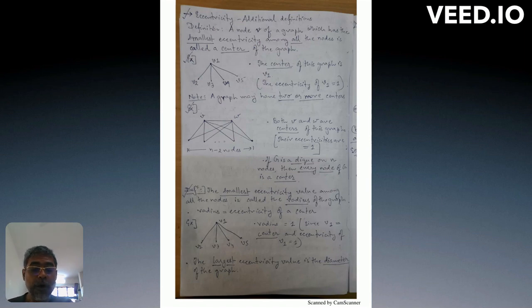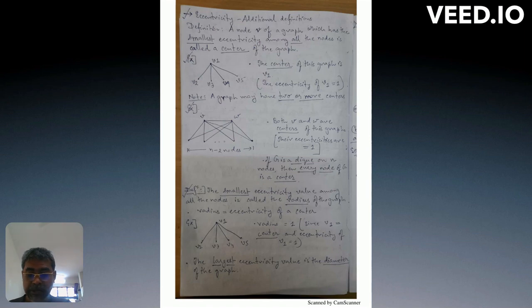A graph may have two or more centers. As you can see in the graph below, which has n number of nodes, the vertices marked as V and W are centers of the graph. Their eccentricities are 1. If G is a clique on n nodes, then every node of G is a center.